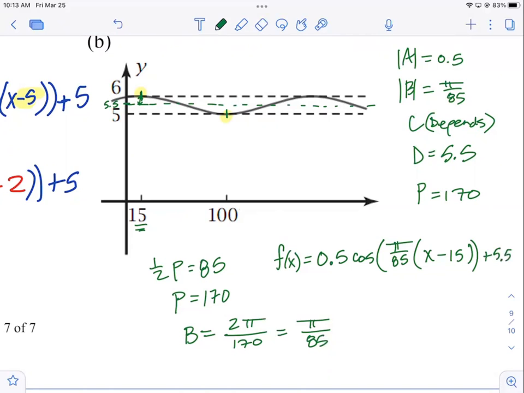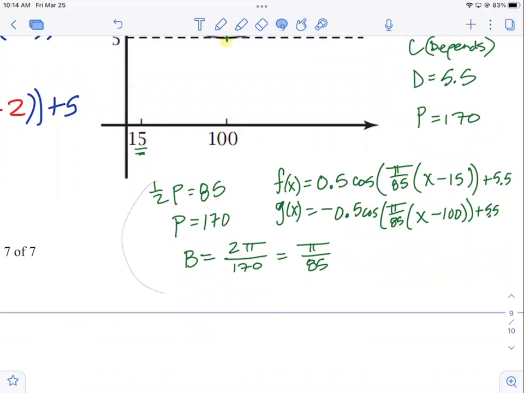So that works easily for a cosine. If you wanted to do a negative 0.5 cosine, it would be x minus 100. In fact, it doesn't take much to write that out. Let's just go ahead and do that. G of x could also be negative 0.5 cosine, pi 85ths, parentheses x minus 100, close, plus 5.5.